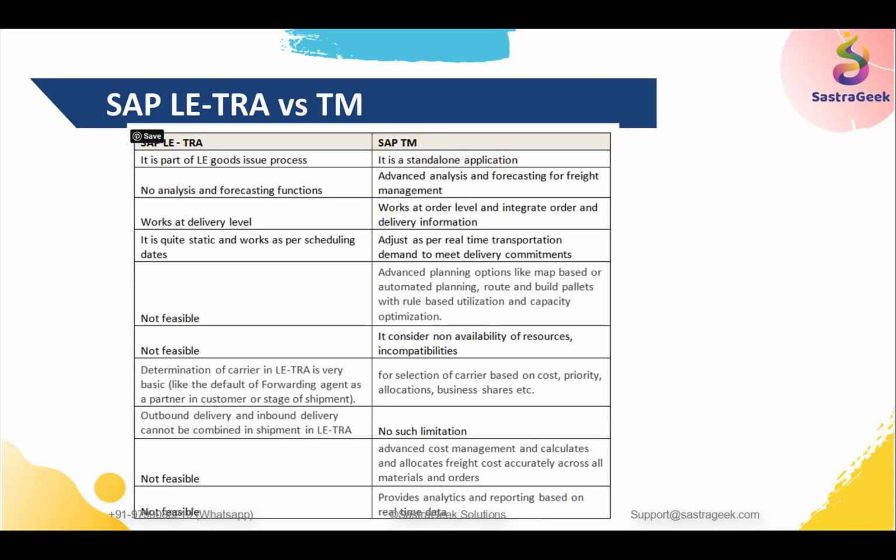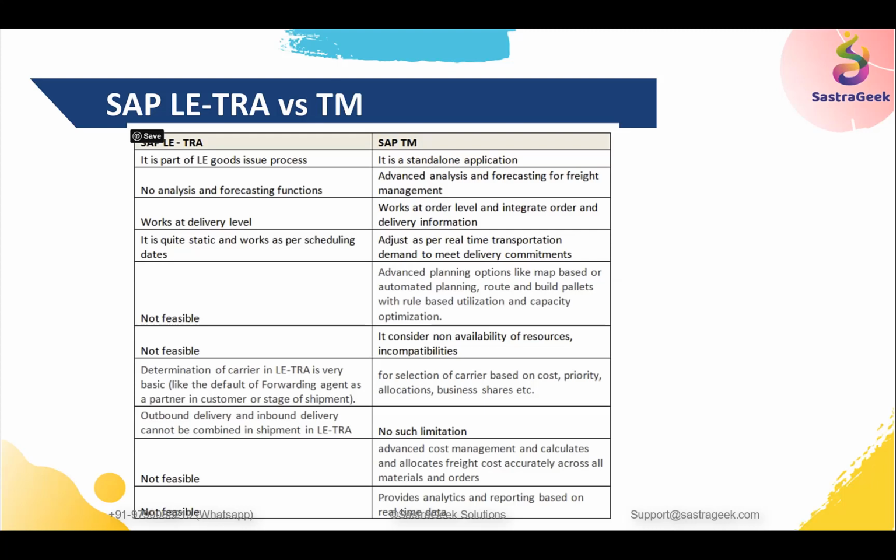LETRA doesn't have any visual thing for planning perspective. SAP TM has planning based on maps, geo coordinates, routes, everything, which is possible with SAP TM, but not in LETRA. Another advantage of SAP TM is you can combine goods receipt as well as goods issue together, meaning you can pick from a supplier and drop it to the customer directly. So the third party scenario kind of stuff.